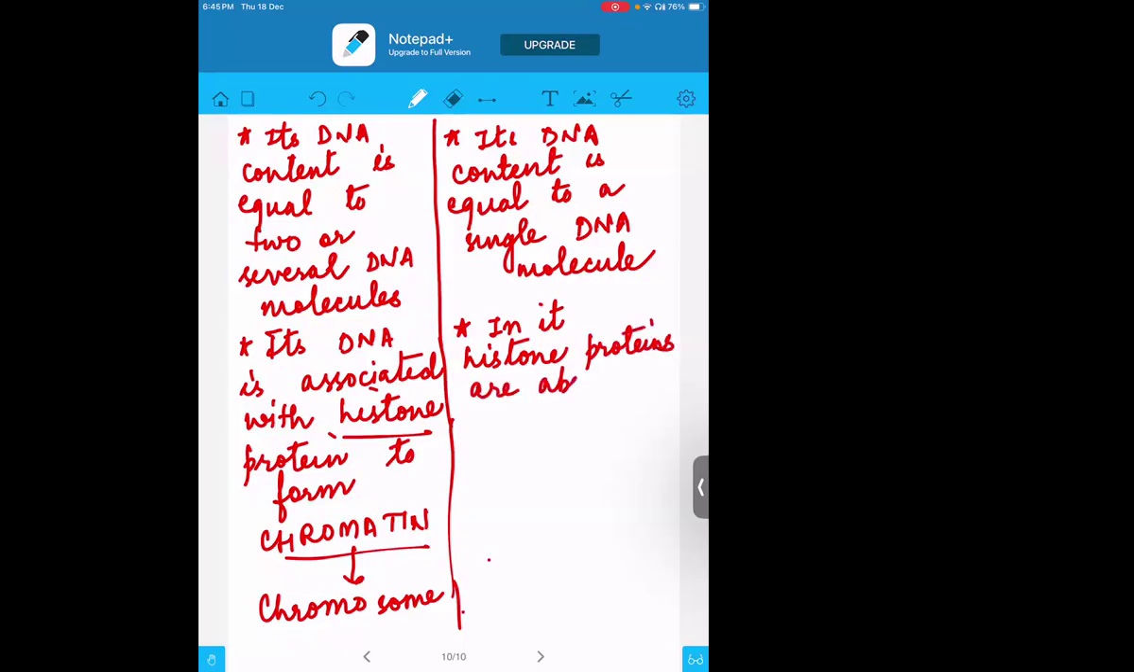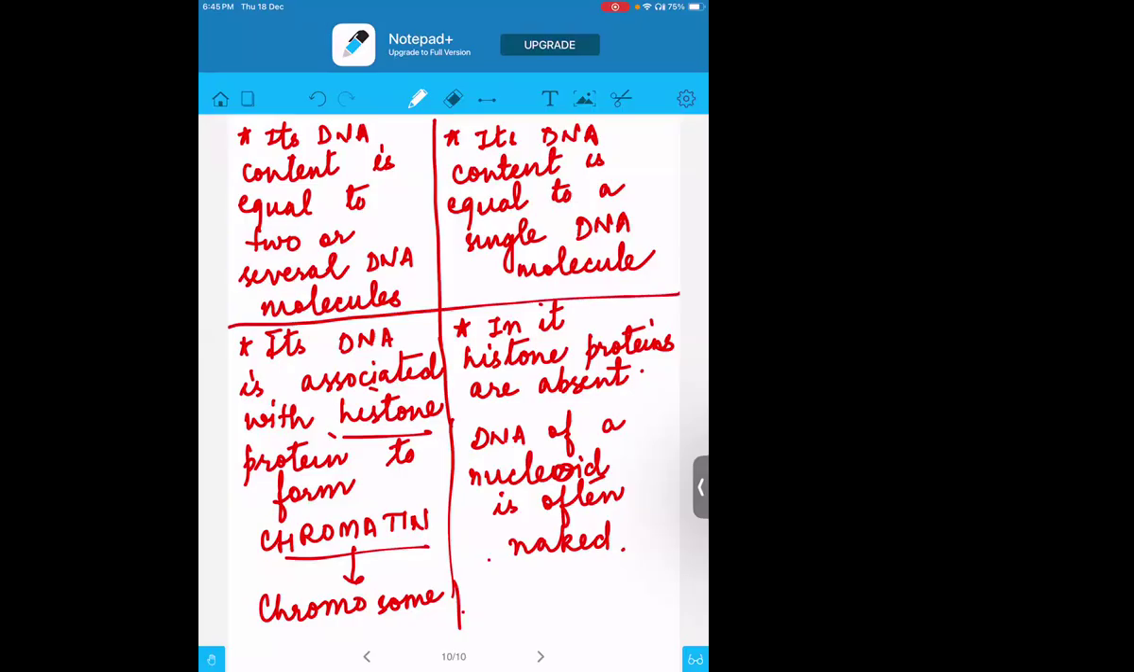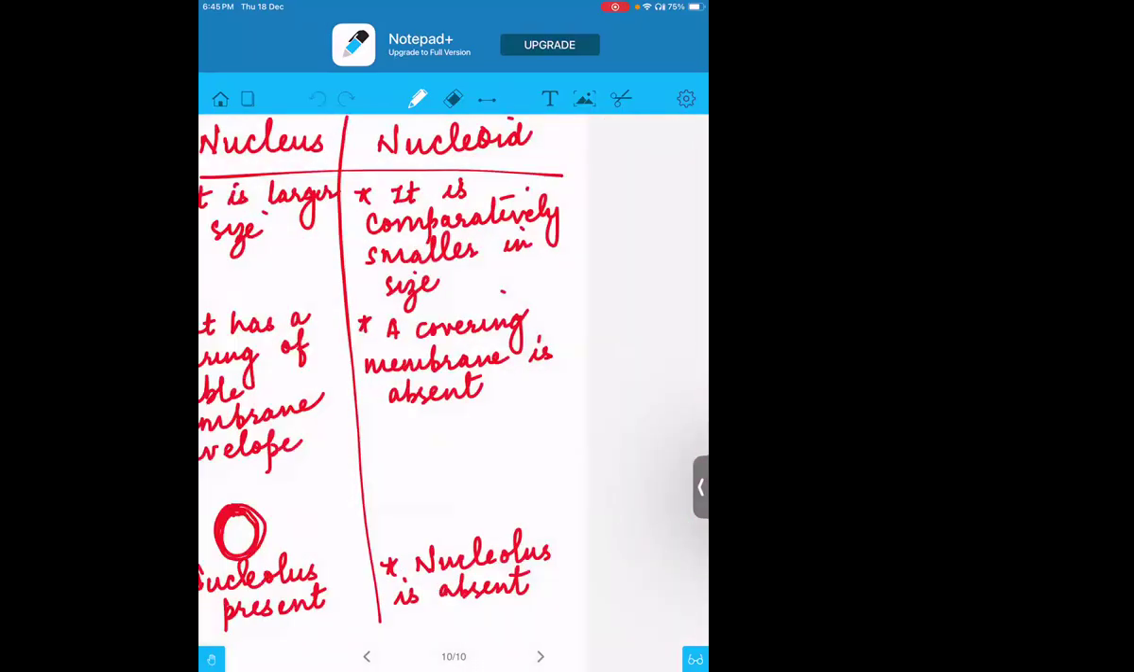Now, if they do not have the histone protein, can they form any kind of layer around it? No, they cannot. That is why whatever DNA the nucleoid has is often naked. It means it is not covered because they do not have any histone protein. So they are naked. These are the differences between the nucleus and nucleoid.